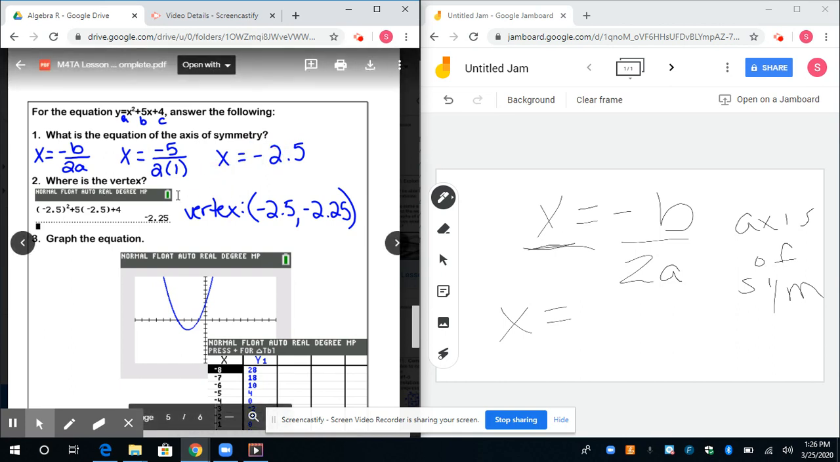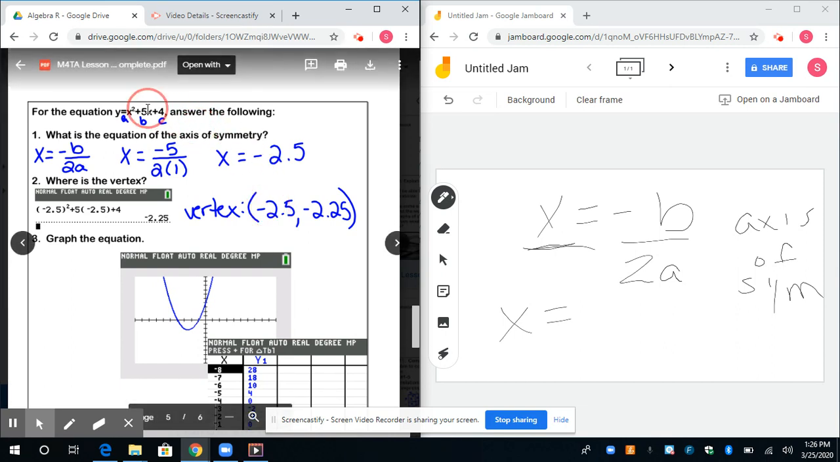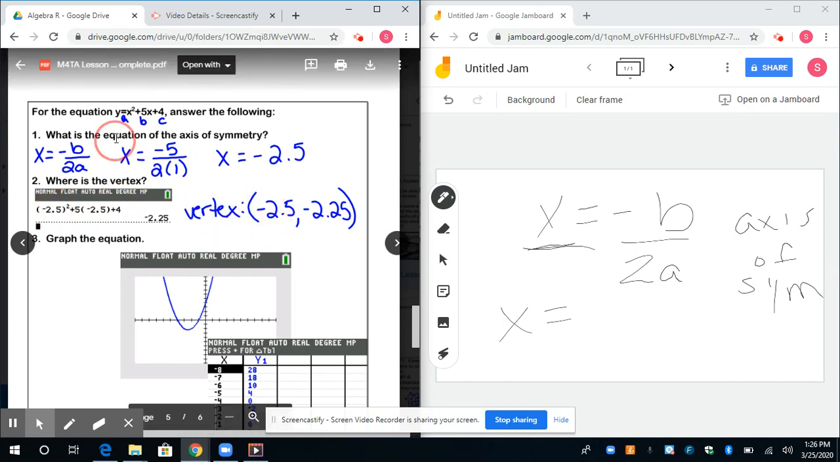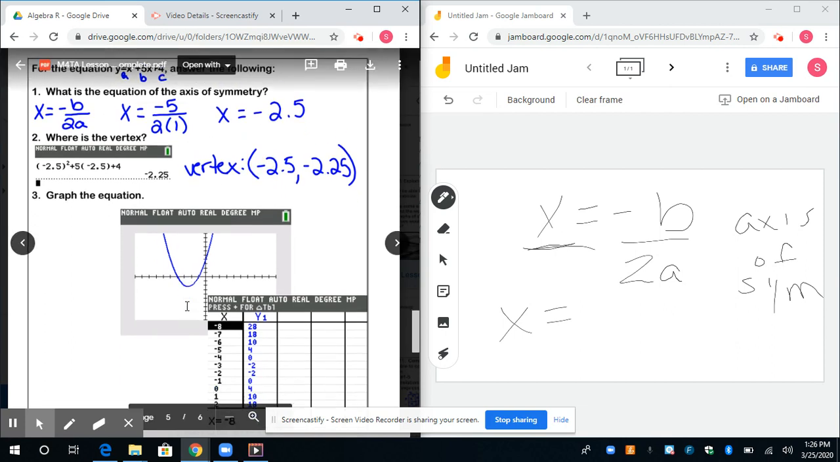Okay, to find the vertex, well, the vertex x value is the axis of symmetry. So you already know that x is negative 2.5. Well, how do you find y if you know an x value? You go back to your equation and plug in your x that you found to get your y. So I plugged it in the calculator. Negative 2.5 squared plus 5 times negative 2.5 plus 4, right? I'm just copying the equation. My y value turns out to be negative 2.25. So here's my x, here's my y, so my vertex is that middle point.